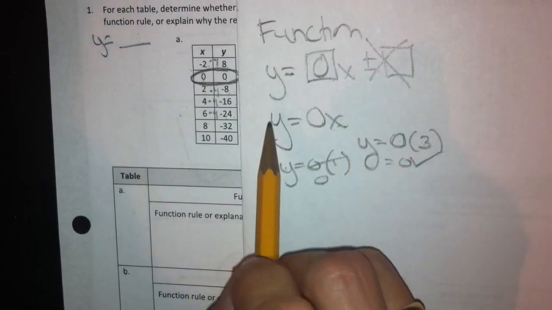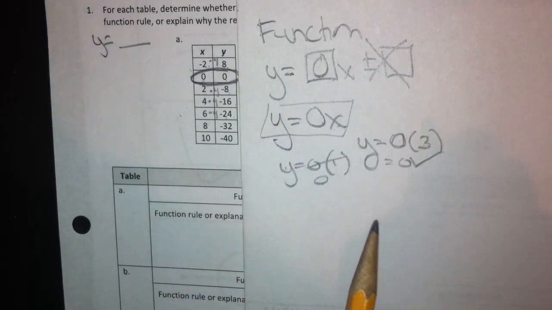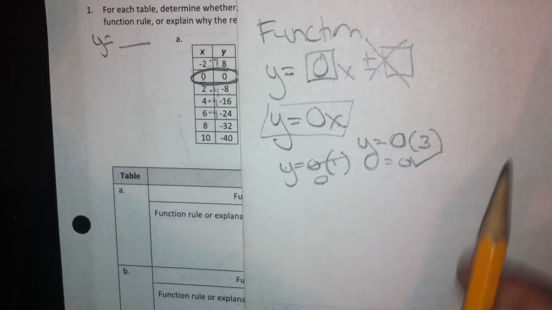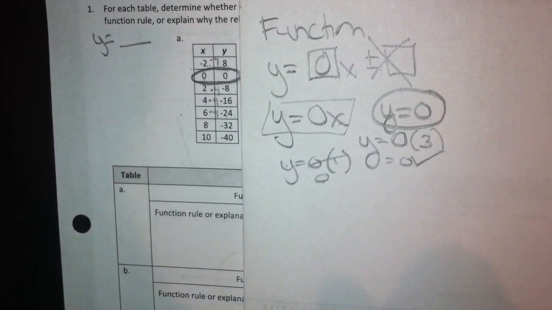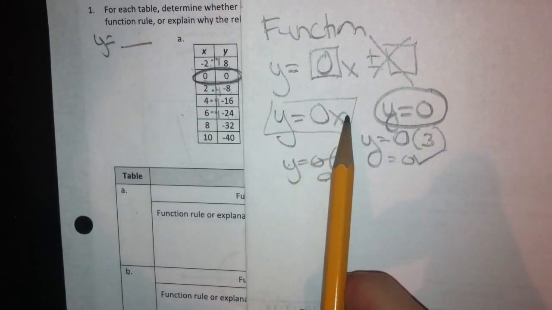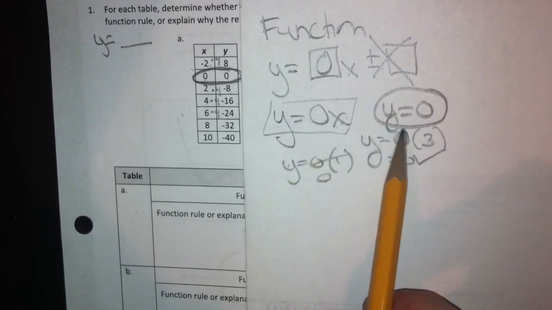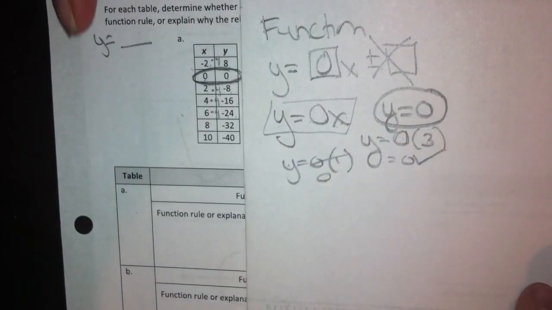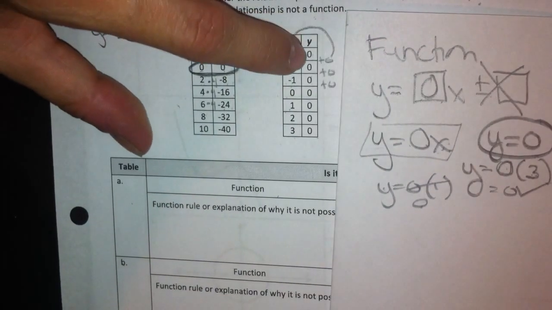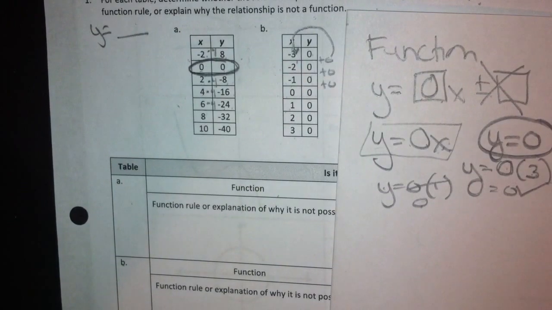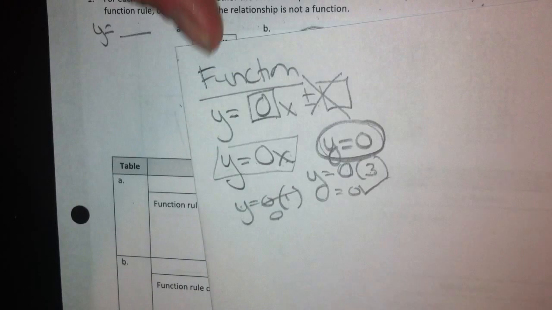So although mathematically this is correct, algebraically, in algebraic grammar, you just have to say y equals 0. So there's the rule for that one. Anytime you put in anything you want for x, you're getting 0. So y is just always equal to 0. Let's pause and see if that makes sense. Is y always equal to 0? Yep. So yes, it is a function, and the rule is y equals 0.